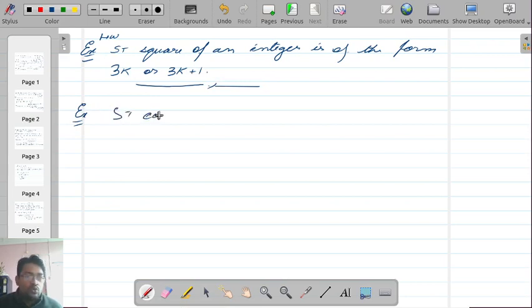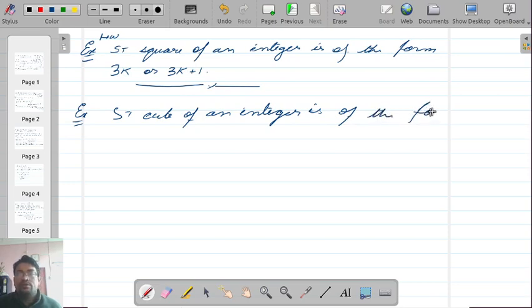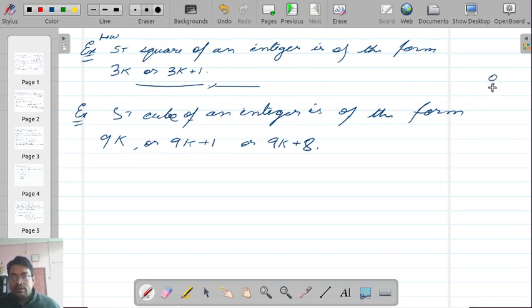Show that the cube of an integer is of the form 9k, 9k plus 1 or 9k plus 8. Okay, so if you divide a perfect cube by the number 9, then the only possible remainders are 0, 1 and 8. Actually, if you divide a number by 9, the possible remainders are 0, 1, 2, 3, 4, 5, 6, 7, 8. But if it is a perfect cube, it will have only these 3 remainders.